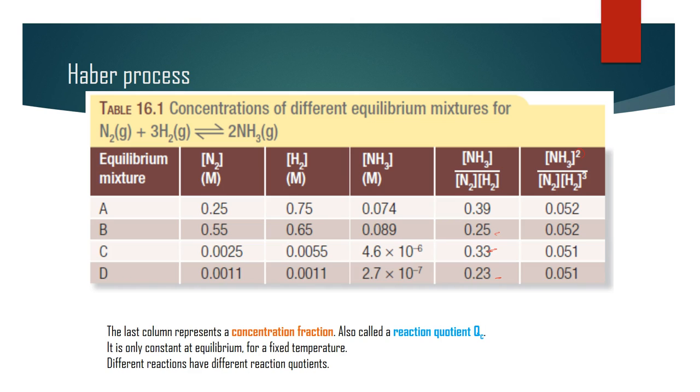Essentially the last column is representing the concentration fraction. If we take this at any point that isn't equilibrium, it's known as Qc. It's exactly the same mathematical formula as Kc, it's just that the values that we substitute in didn't happen to be equilibrium concentration values. So it becomes the equilibrium constant Kc when we measure those values at a given temperature.